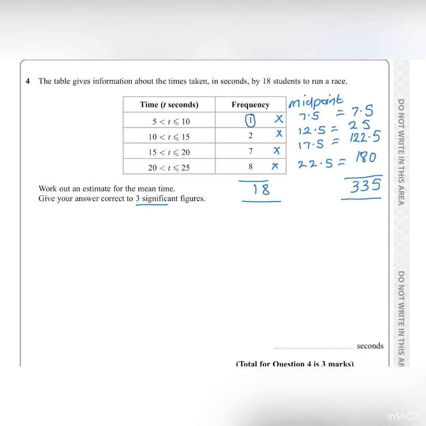Okay, so that all comes to 335, and then we do 335 divided by 18 to find the mean time, and on your calculator it should be 18.6111 and so on. Now give this to 3 significant figures. So first one, second one, third one. The next number is less than 5. So the answer is going to be 18.6 seconds.